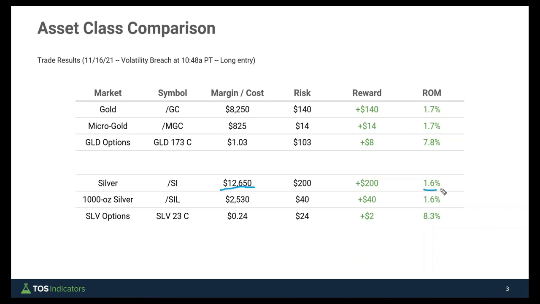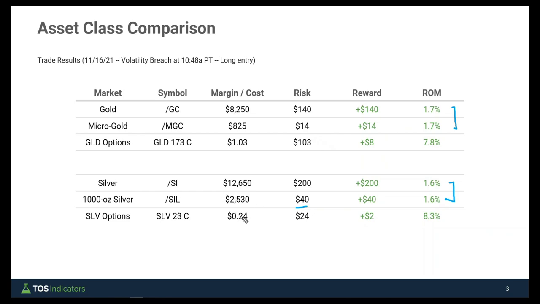The return percentage there was 1.6%, which if you remember inside of gold was 1.7%, so a little bit smaller. Same thing if you went inside of the SIL contract, $2,530 for your margin, $40 in terms of the risk for the trade today, 1.6%. And so both the micros equivalent along with the full size contracts, but that just gives you an idea of how you can scale in and out and the different risks associated with those contracts.